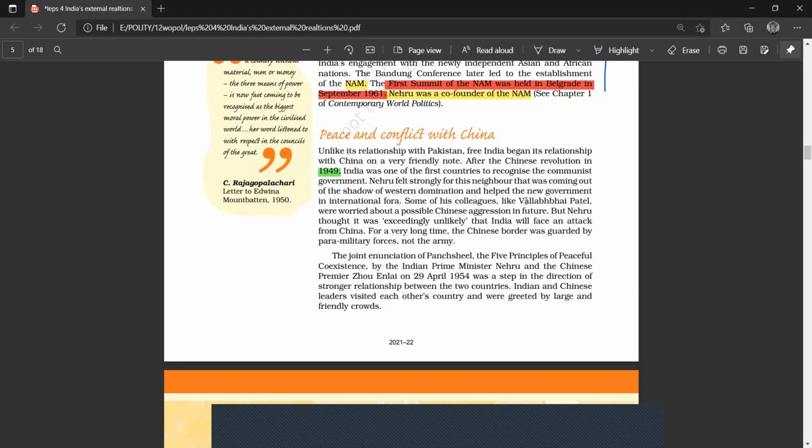Some of his colleagues, like Vallabhbhai Patel, were worried about a possible Chinese aggression in the future, but Nehru thought it was exceedingly unlikely that India would face an attack from China. For a very long time, the Chinese border was guarded by paramilitary forces and not the army.